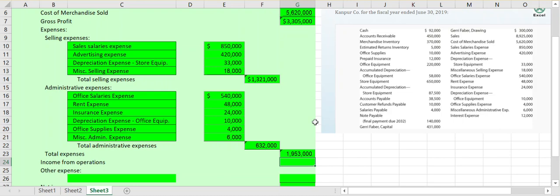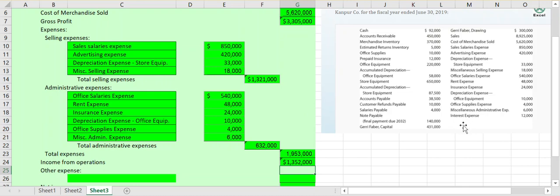Now we want to figure out something that's called income from operations. Basically, how much income have I generated? How much is my sales greater than my operating expenses, those expenses that are associated with us running and operating our business? So we take our gross profit and we subtract away those total expenses. So our income from operations would be at $1,352,000.